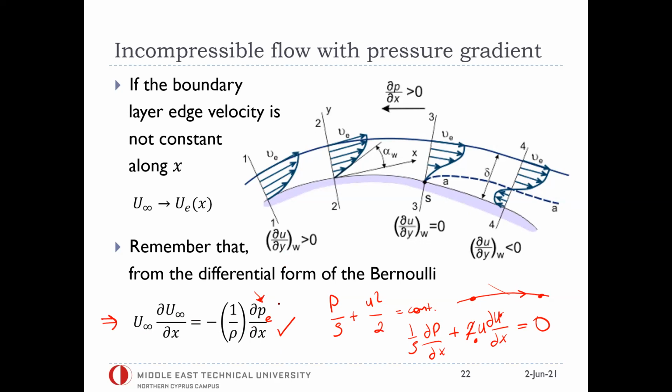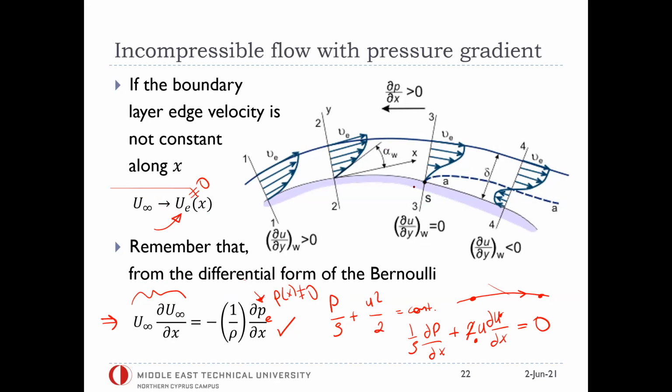What if we have a finite amount of velocity gradient on the surface? Then if the gradient is not 0, this term will not be 0, okay? And then it will result in a variation of u with x as well. So if p is varying with x, if dp dx is different than 0, du edge dx will also be different than 0. Therefore, a pressure variation along x means that there is an edge velocity variation along x.